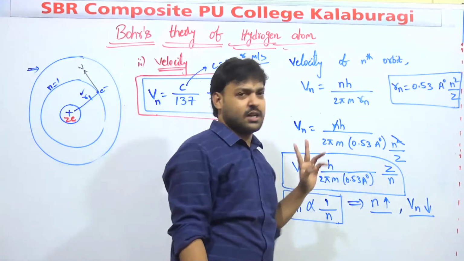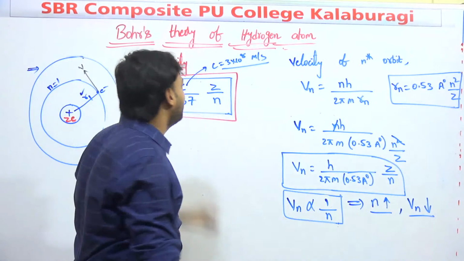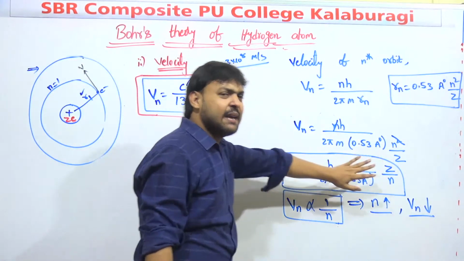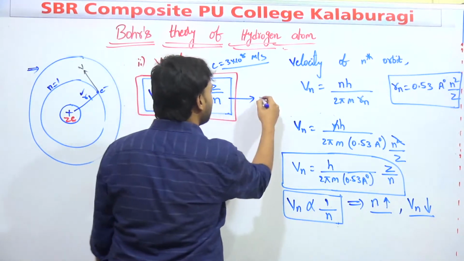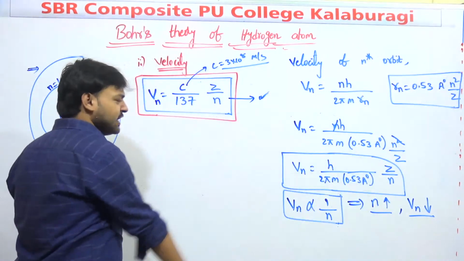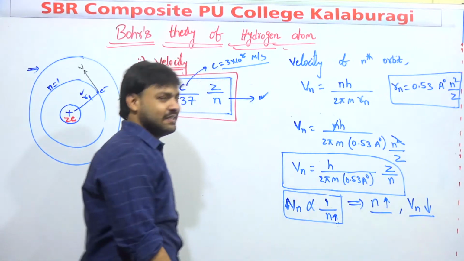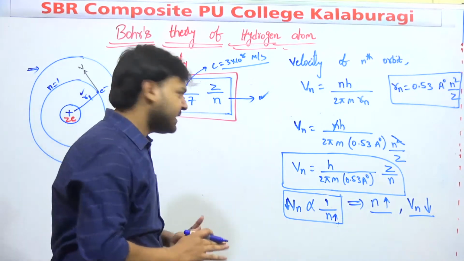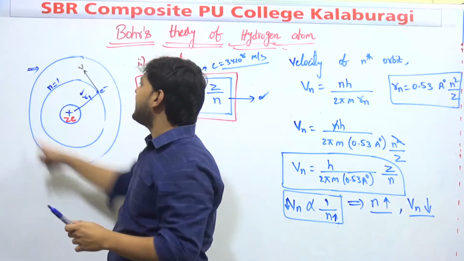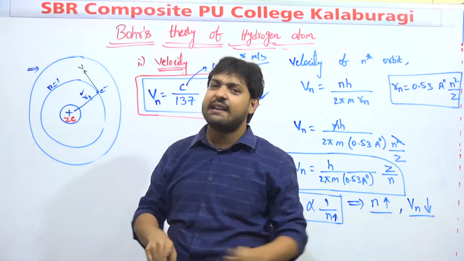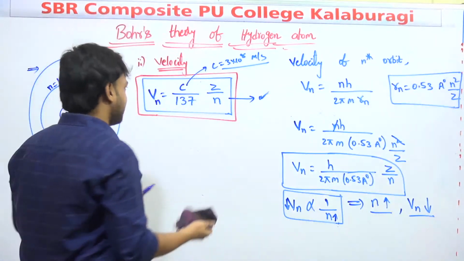Z by n is constant. So speed of light divided by 137. If you do this, this value and this value will be same. It is easy to remember. So that's why I have written this. So it's a very important equation in the velocity. Please remember this: as the n value increases, the speed decreases. Clear about the velocities? So now, whatever the orbit might be, we can calculate the velocity. We can calculate the radius. Clear? Next we will calculate energies.